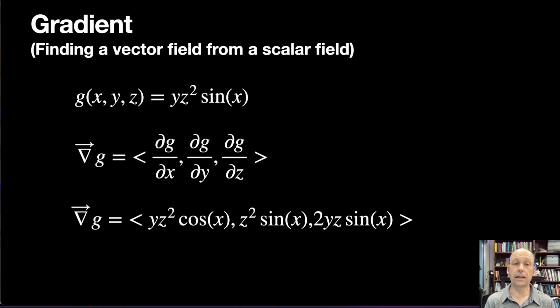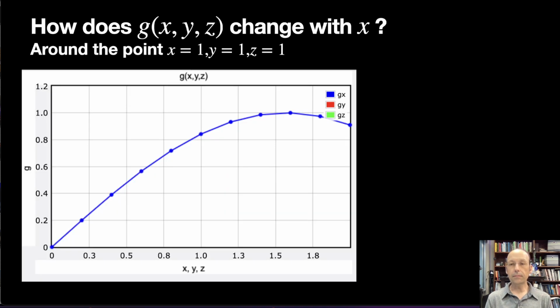If you do that analytically, it's not too bad. The partial of sine x with respect to x is just cosine x. So then I have the yz term. And in the y direction, I get z squared sine x. And in the z direction, I get 2yz sine x. That's fine. Okay, so how could you do that numerically?